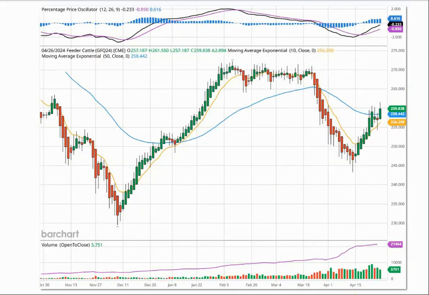Next, we've got feeder cattle. This has had a nice move up from 230 all the way up to 270 plus. Consolidation, pulled back, and then we got a bounce off around the 245, and it looks like we're now back on the upside. The PPO, percentage price oscillator, has crossed.